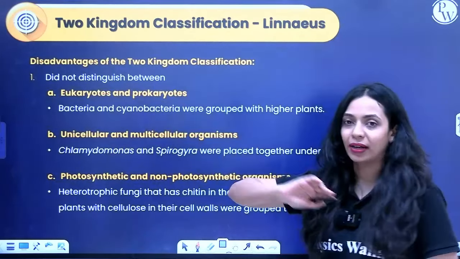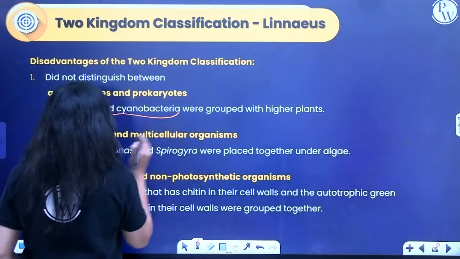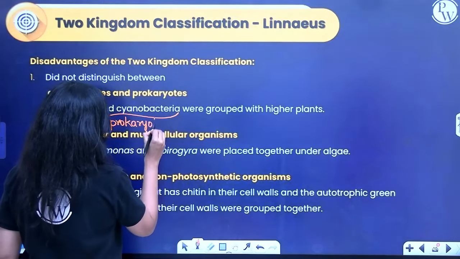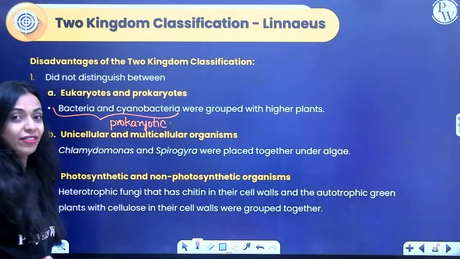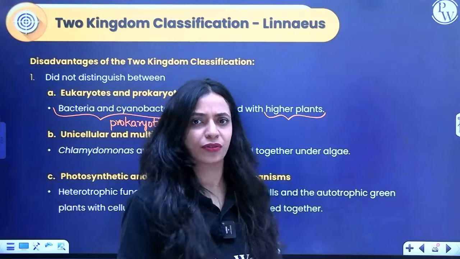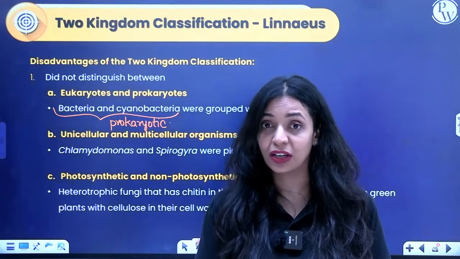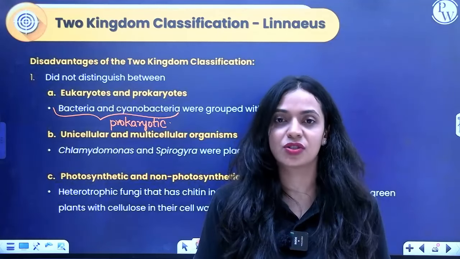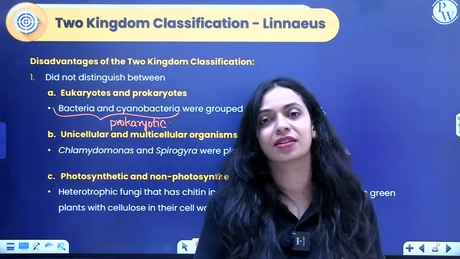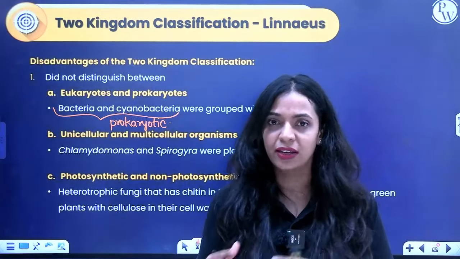Bacteria and cyanobacteria, both of these are prokaryotic. They were grouped with higher plants such as algae, bryophytes, pteridophytes, all of those, okay? Just because they have a common cell wall. But if you think about it, even the cell wall material is not the same. In bacteria, the cell wall is made up of peptidoglycan, while in plants it is made up primarily of cellulose. There also there is a difference, but it was not taken into consideration.